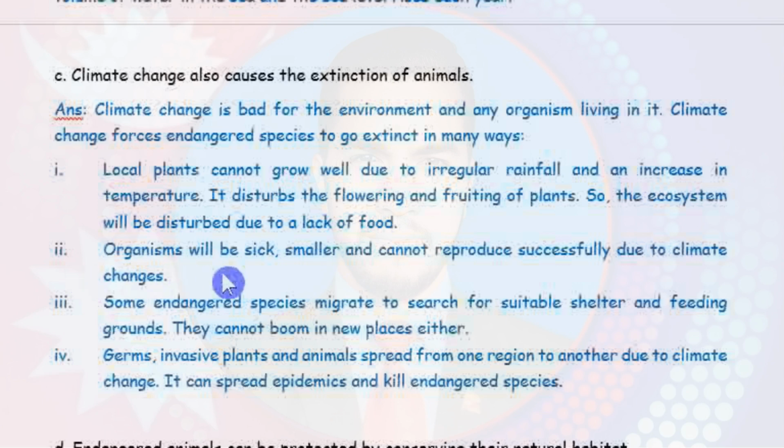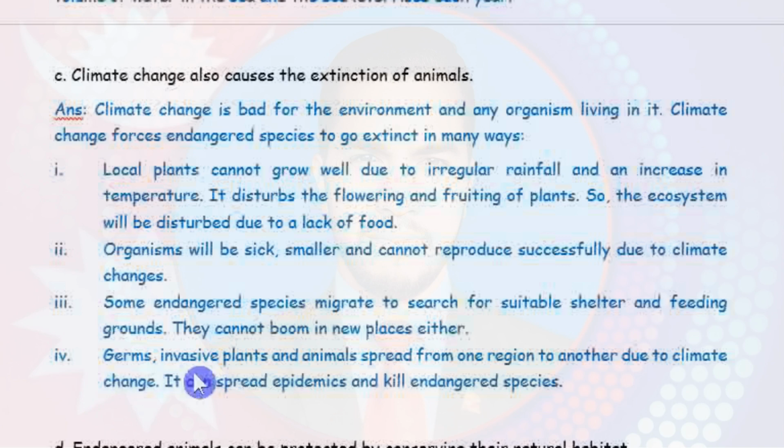Number second, organisms will be sick, smaller, and cannot reproduce successfully due to climate changes. Number third, some endangered species migrate to search for suitable shelter and feeding grounds. They cannot bloom in new places either. So some endangered species, if they get unfavorable climate in their regions, they go in search of suitable shelter, but in a new environment and new places, they cannot grow properly, and sometimes they may get extinct. Therefore, it is also harmful.